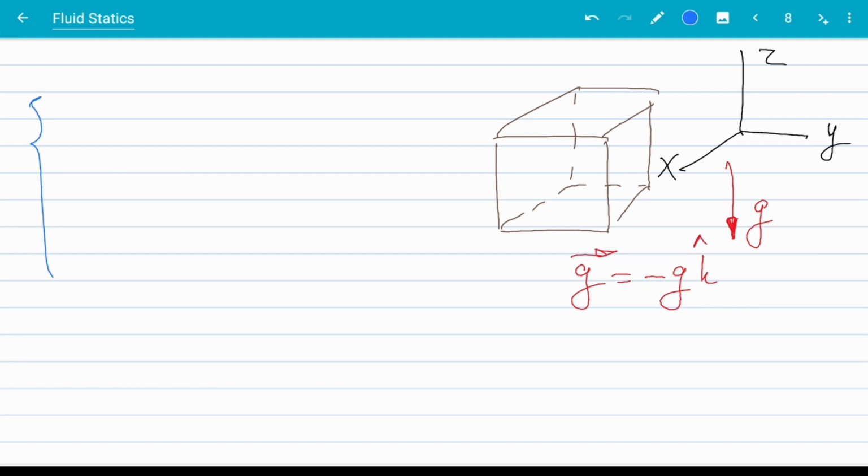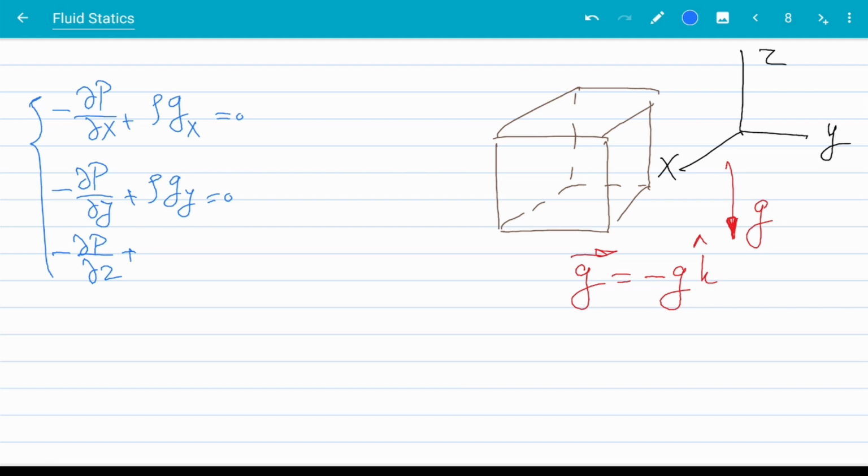Now, with this piece of information, I can write these 3 equations that are hidden inside that vector equation. The first one is in the x direction. I have negative partial p partial x plus rho g_x is equal to 0. Now, g_x represents the x component of the g vector. The second equation is negative partial p partial y plus rho g_y is equal to 0. Again, g_y is the y component of the g vector. And finally, negative partial p partial z plus rho g_z, the z component of the g vector, equals 0.